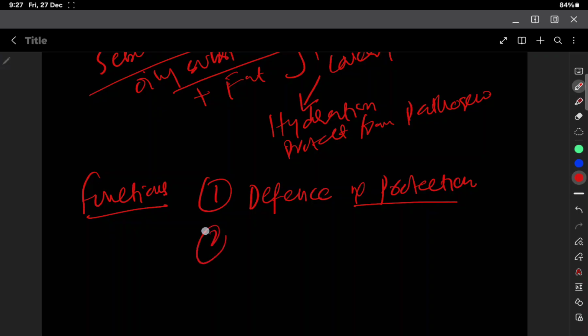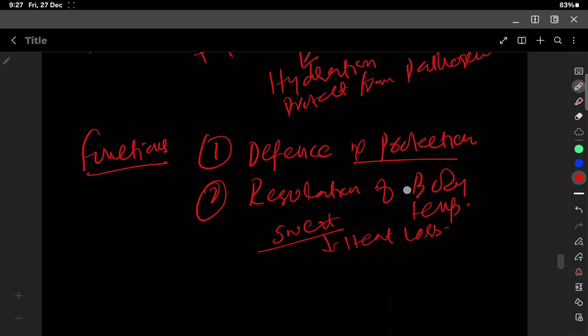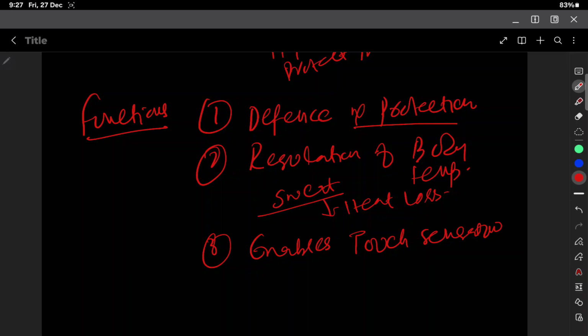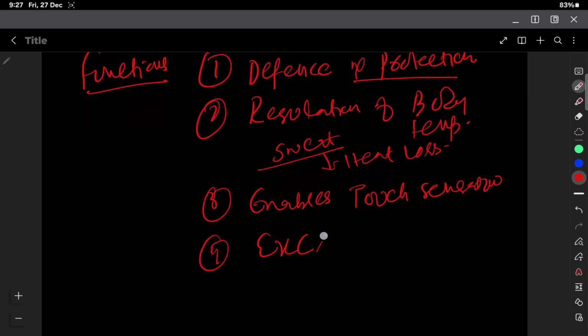Now the second one is that it regulates body temperature. For example, sweat glands are present there, and those sweat glands help in the regulation of body temperature. If you are feeling too hot, your body will sweat and there will be heat loss. This is all because of the skin. Then the third function is that it enables touch sensation and other sensations as well. Then there is excretion. It helps in excretion through sweat.